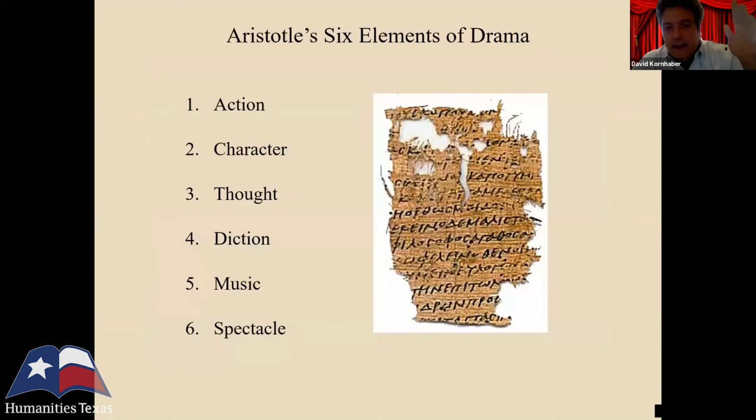Okay, with that in mind, these are the 6 elements of drama, according to Aristotle, and these are the 6 elements that I'm going to be talking about. And there's a little bit of papyrus on the right with some ancient Greek writing on it. It's not actually Aristotle's Poetics, but gives you the idea. And so I want to talk about action, character, thought, diction, music, and spectacle, about which I'm going to talk only briefly. And I'll explain what each of these terms are as we go.